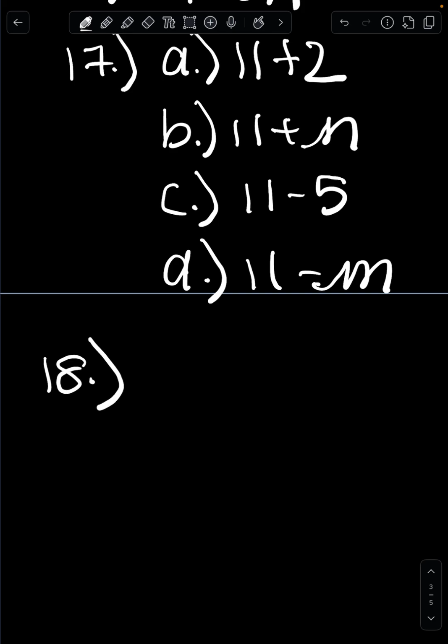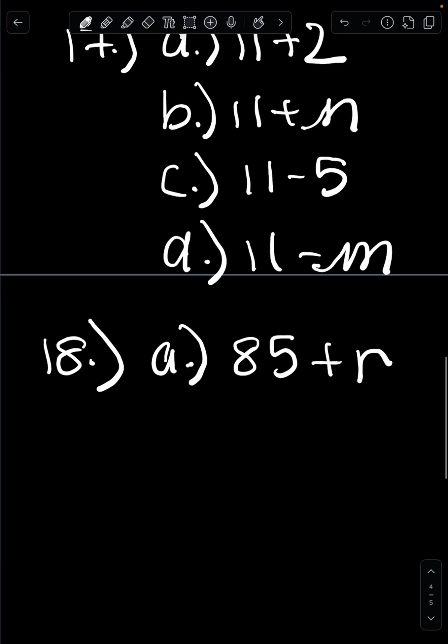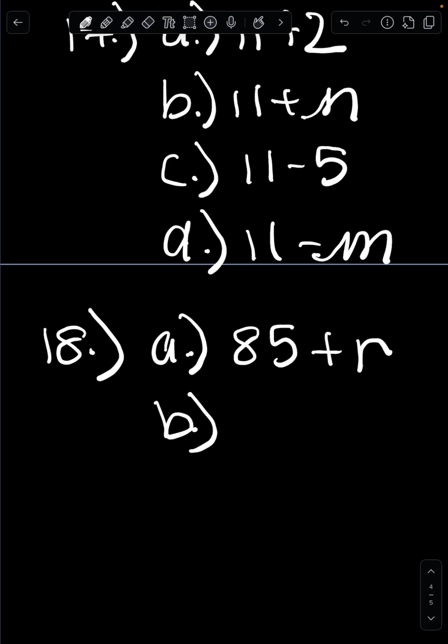Number 18. Raymond has $85. Write a mathematical expression modeling how much money he will have in each situation. All right, so each time we're going to have $85, he gains R dollars. So he starts with 85 and he gains R dollars, which means he's going to add R dollars.